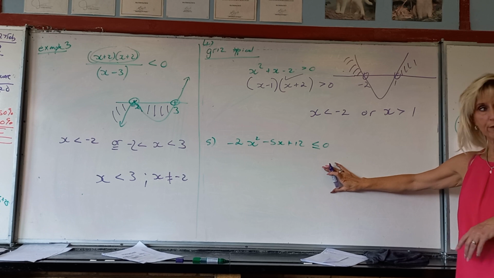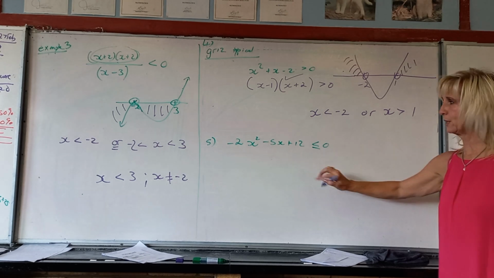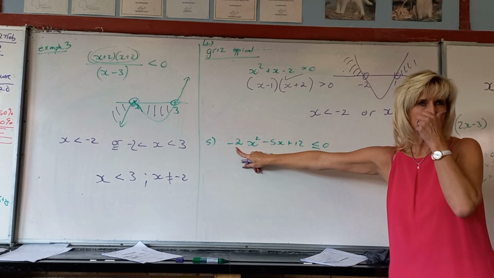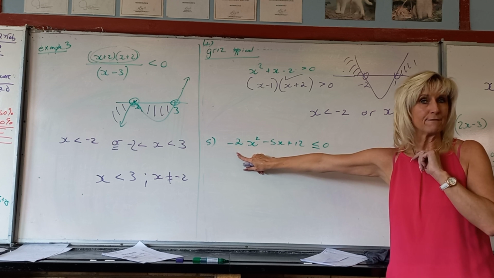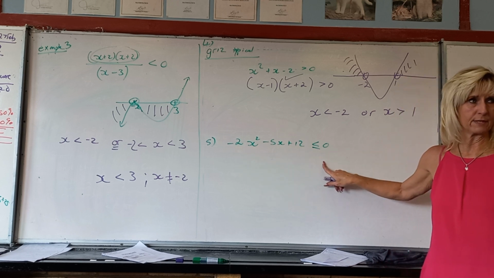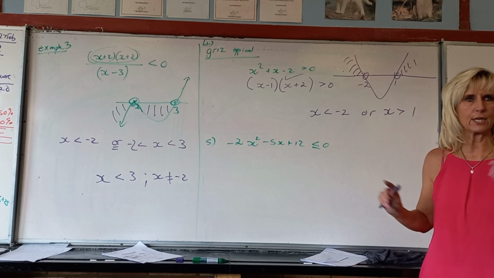Then try and do this one for me. There is a snag to it because you're going to have to divide by a negative. Get the factors, do the sum, it's going to take you 2 minutes.